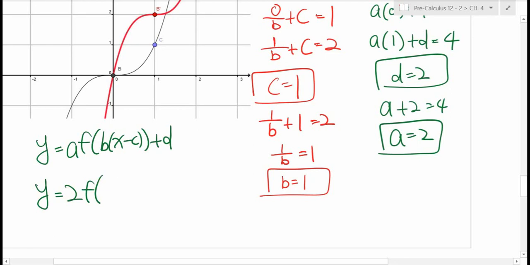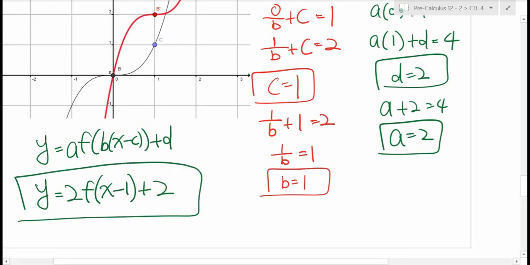F bracket b is 1. So we don't really need to write 1 because it doesn't do anything. X minus c, x minus 1, that part you need to do. You need to write it down because b is multiplication, and multiplication of 1 doesn't do anything. Plus d, so plus 2. And there is your transformation.